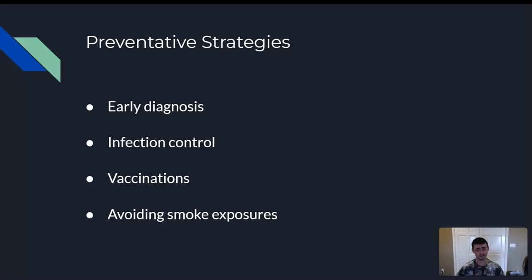Prevention and supportive care. While CF cannot be prevented since it's inherited, complications can be reduced through early detection and supportive care. Avoiding smoke exposure, maintaining good hygiene, receiving routine vaccinations, and frequent medical checkups will help protect the lungs.